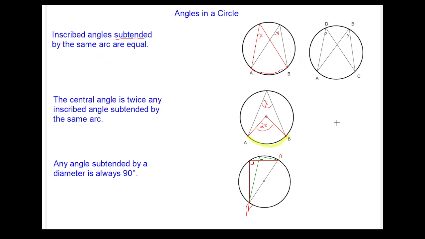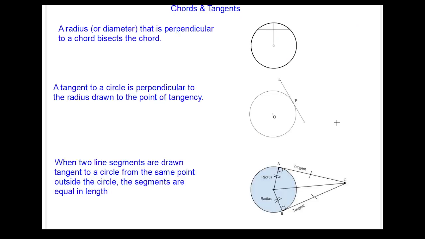There are a number of other properties that we're going to look at here, dealing specifically with chords and tangents. So a radius in a circle that is perpendicular to a chord. Here's the radius going from the center of the circle to the edge. And if it's perpendicular to a chord, remember a chord is just a line that connects 2 points on a circle, then that radius, or it could be a diameter as well, is going to bisect the chord, meaning it's going to be cut exactly in half. This length here and this length here will be exactly the same length.